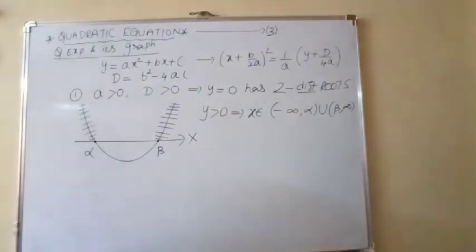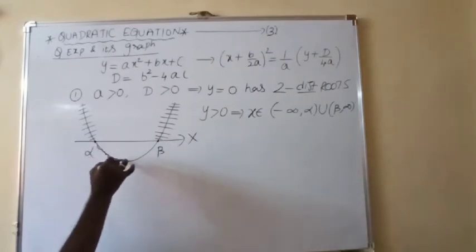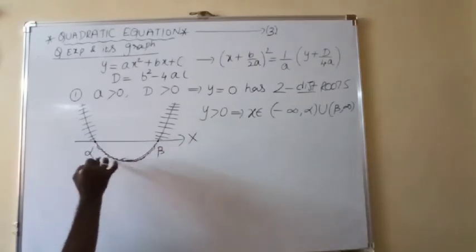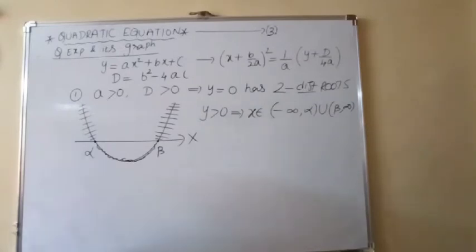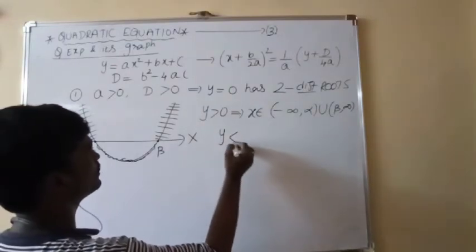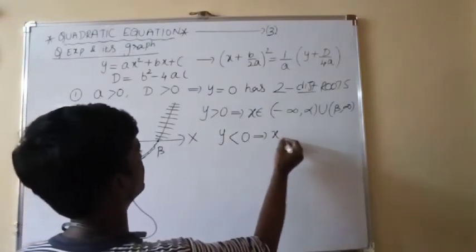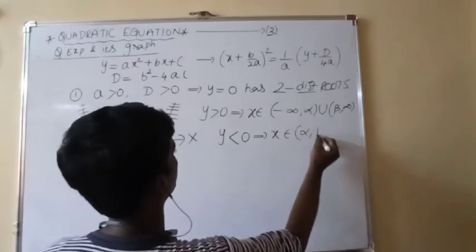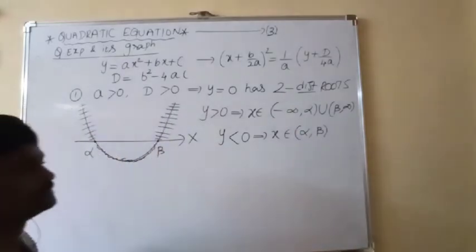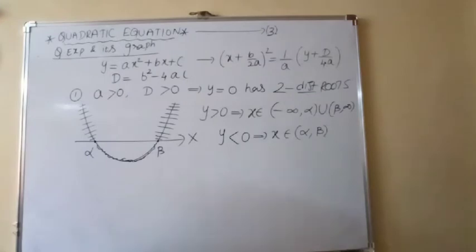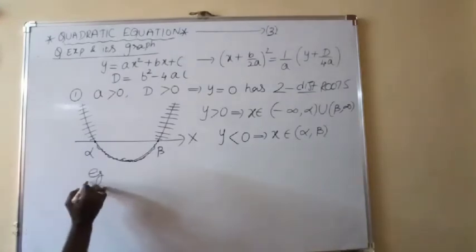And clearly when y is negative, this is the negative part only. So when x takes values between alpha and beta, y is negative when x belongs to the open interval alpha comma beta. Correct?